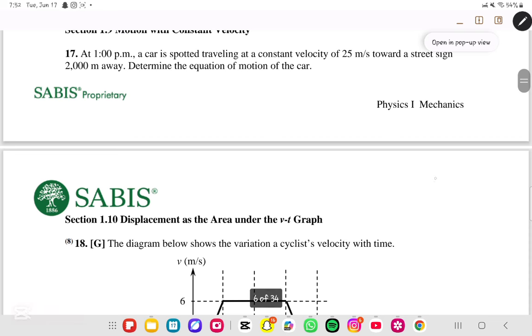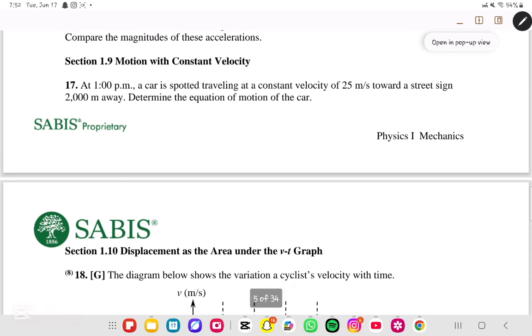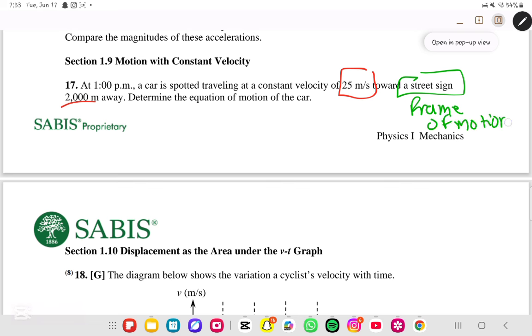Very simply. We'll move on to section 1.9, motion with a constant velocity. At 1 p.m., this is the time, a car is spotted traveling at a constant velocity of 25 meters per second towards a street sign 2,000 meters away. Determine the equation of motion of the car. Very important: the first step is to choose a frame of motion. Let's say we chose the street sign as the frame of motion. That means the street sign is the origin, where the position is equal to 0.